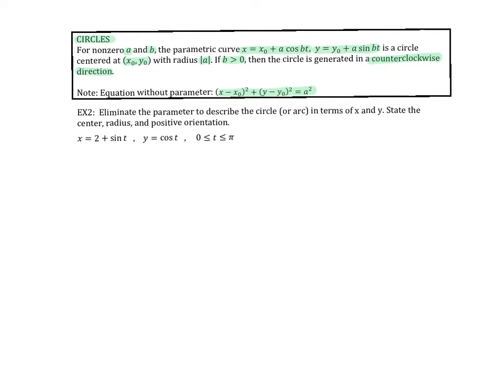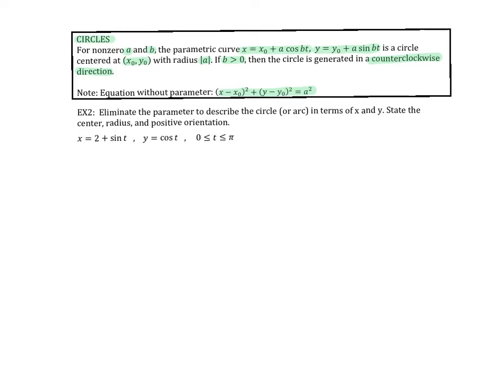Another way we can change the direction in this general form of a circle is keep the x with cosine, the y with sine, and simply change the argument to negative instead of positive. And there's other ways we can change the direction that the curve is generated in. So again, remember, this is just one way to describe a circle. It's not the only way.